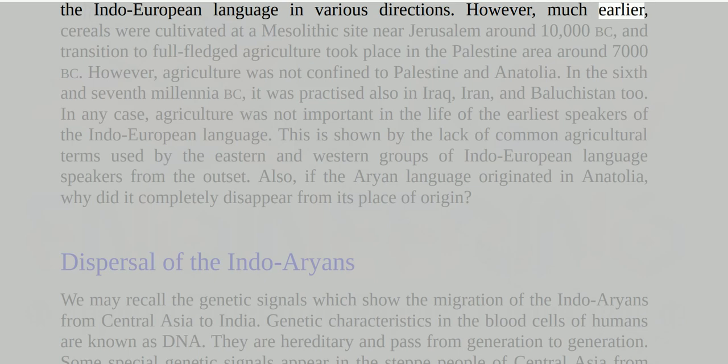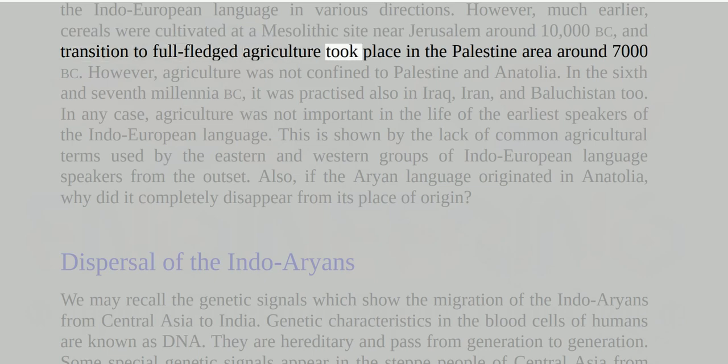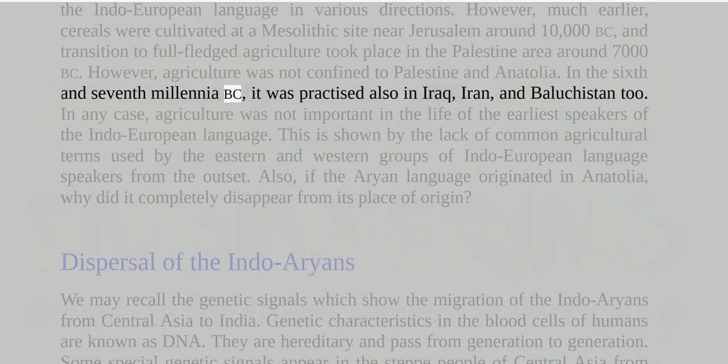However, much earlier, cereals were cultivated at a Mesolithic site near Jerusalem around 10,000 BC, and transition to full-fledged agriculture took place in the Palestine area around 7000 BC. However, agriculture was not confined to Palestine and Anatolia. In the 6th and 7th millennia BC, it was practiced also in Iraq, Iran, and Baluchistan too.